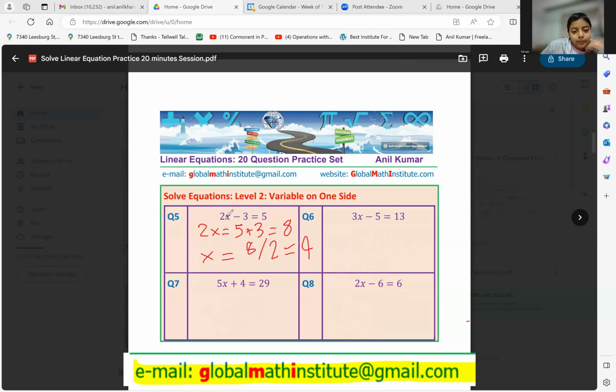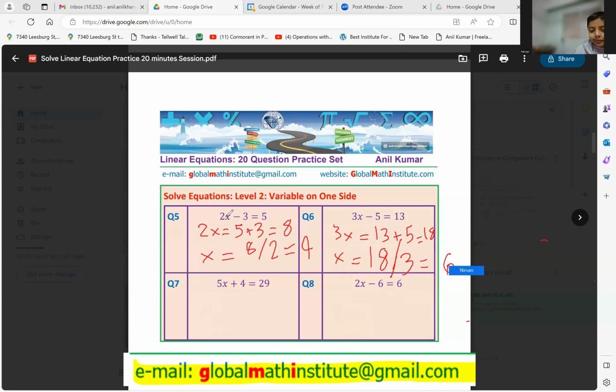Can you please solve the next question? So, 3x minus 5 is 13. 3x equals 13 plus 5, which is 18. Yes. X equals 18 over 3, which is 6. Correct. So that is the right answer.